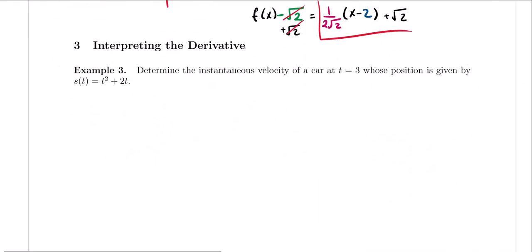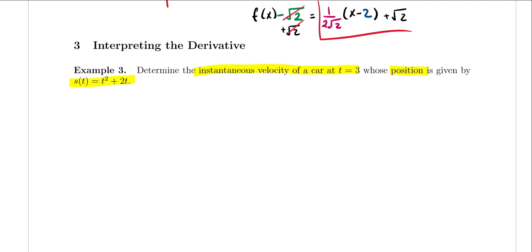The next example here is a nice application of the derivative. Since we already discussed that the derivative was the instantaneous rate of change, now we can use the derivative to find out the instantaneous velocity for an object. So let's begin with example 3. Let's see if we can determine the instantaneous velocity of a car at t equals 3, whose position is given by the following function, s of t equals t squared plus 2t.